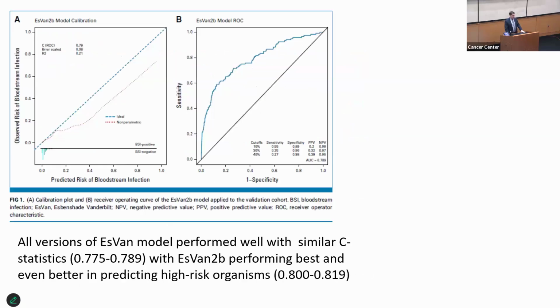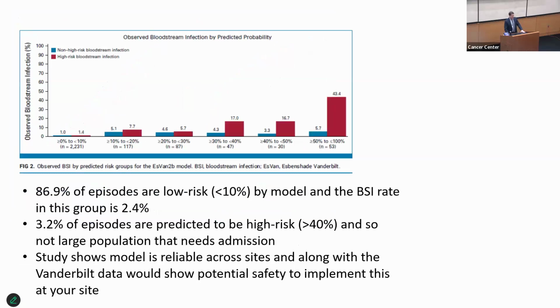Again, the calibration curve looked almost exactly the same, almost perfect prediction at the low end with a little bit of overprediction at the high end. The C statistics were all close to 0.789 for the best performing one, but all versions of it performed pretty similarly, and did even better in predicting high-risk organisms, over 0.8. Again, the same distribution. So you see that the low-risk group this time was 86.9% of the group, and only had a 2.4% bacteremia rate here, whereas then you have an intermediate and high risk.